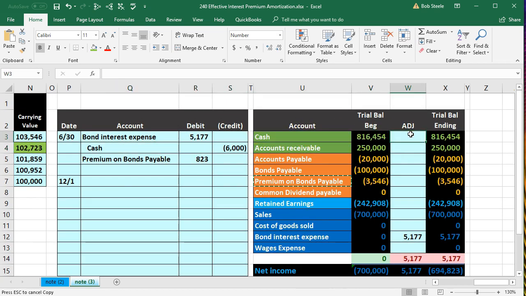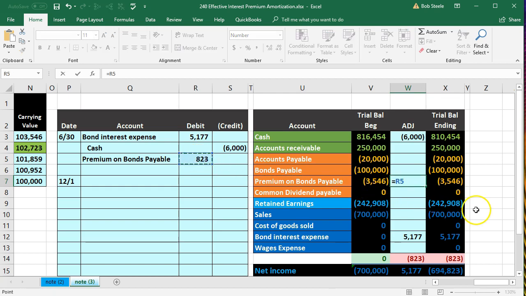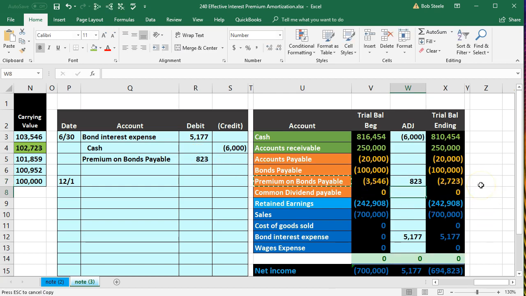Here's the cash. Here's the cash up top. We're in the middle column. W3 equals the 6,000, bringing this amount down. Here's the premium. Here's the premium. We're in the middle column. W7 equals 823, bringing this amount down.